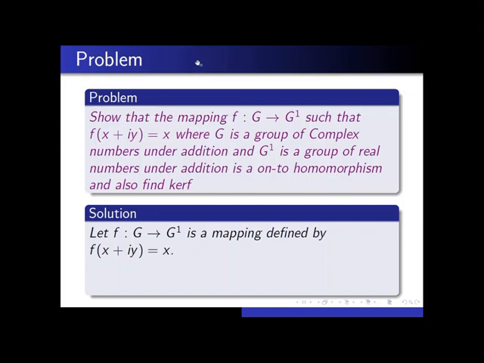Show that the mapping F from G to G dash such that F of x plus iy is equal to x, where G is a group of complex numbers under addition and G dash is a group of real numbers under addition, is an onto homomorphism, and also find kernel F.